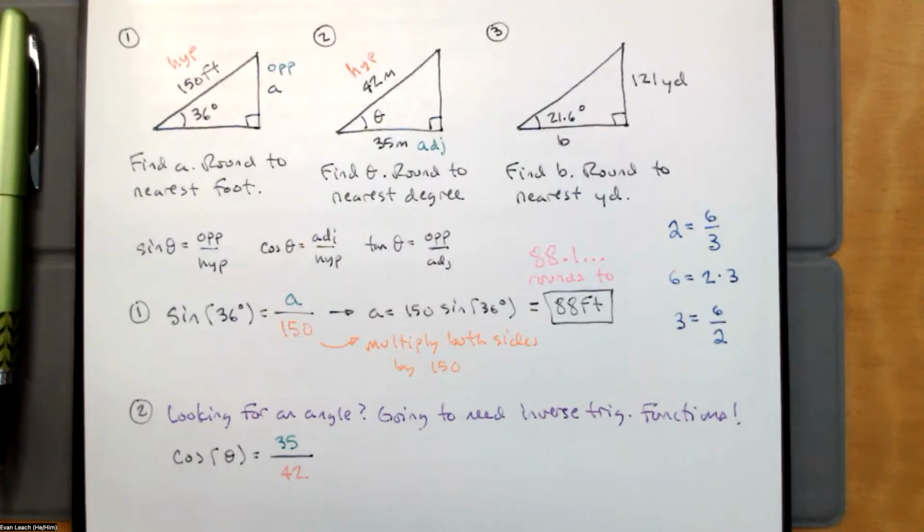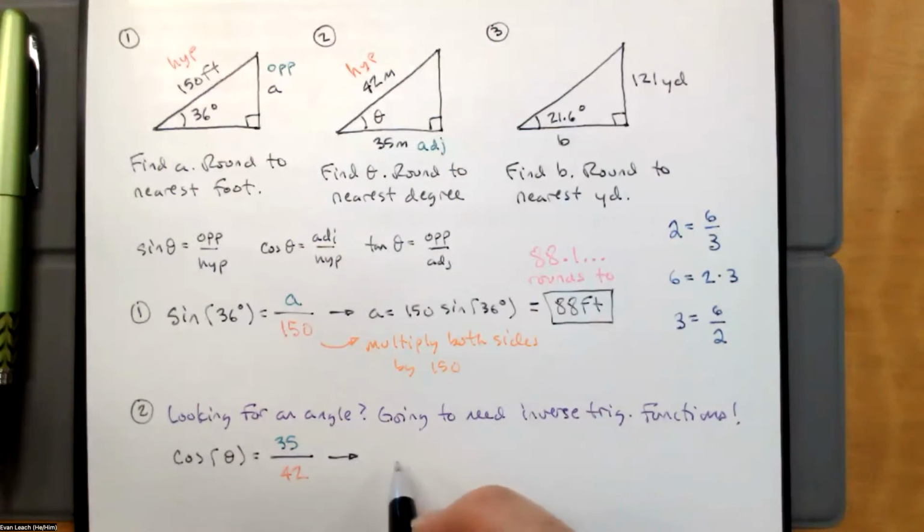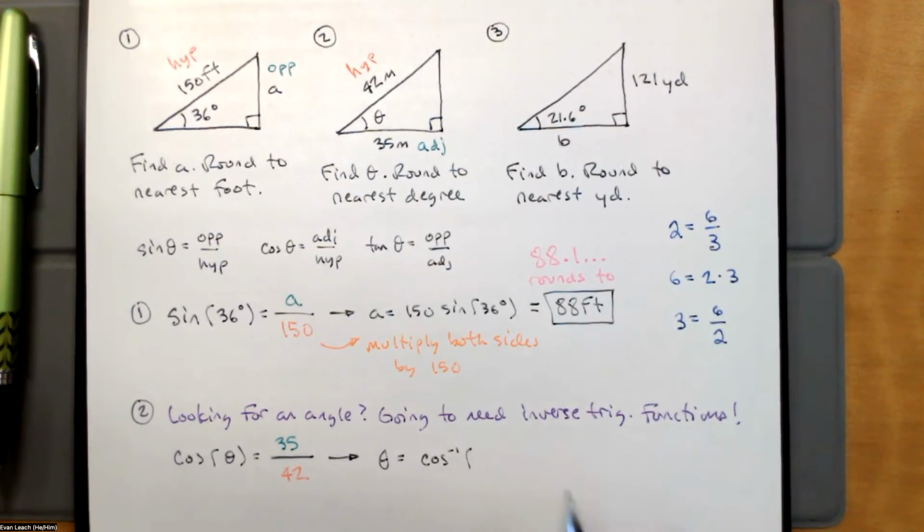Any questions? Same thinking process that we used before to set up this equation, and it's still a 2 out of 3. We have the adjacent and the hypotenuse, and we're going to use that to find the angle. Since we're looking for an angle, we know that's when we use inverse trig functions. So theta is cosine inverse of 35 over 42.